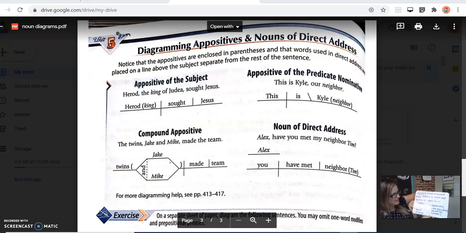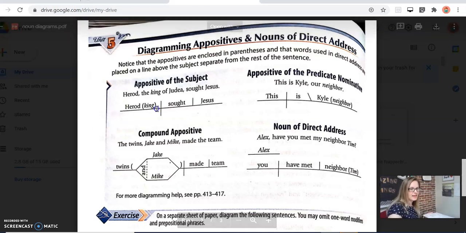There are several different types of appositives, and you'll see some of these in your examples. There can be just a singular word, it could be compound, or it could be a phrase with a lot of modifiers. For this exercise, look at the screen: Herod, the king of Judea, sought Jesus. Herod is the subject, and the appositive goes in parentheses. Sought who? Jesus. Notice that the appositive here is the whole phrase, the king of Judea, but if we're identifying just the noun, it would be king, and that's what you put in parentheses.